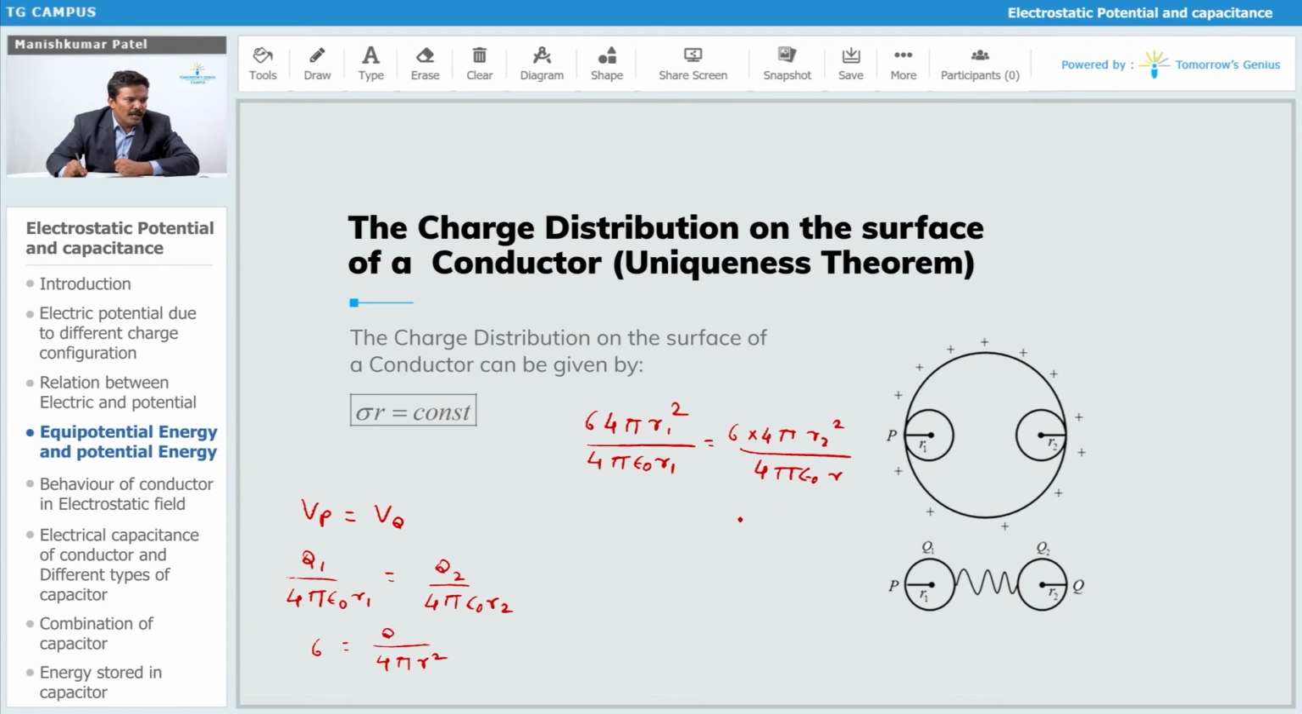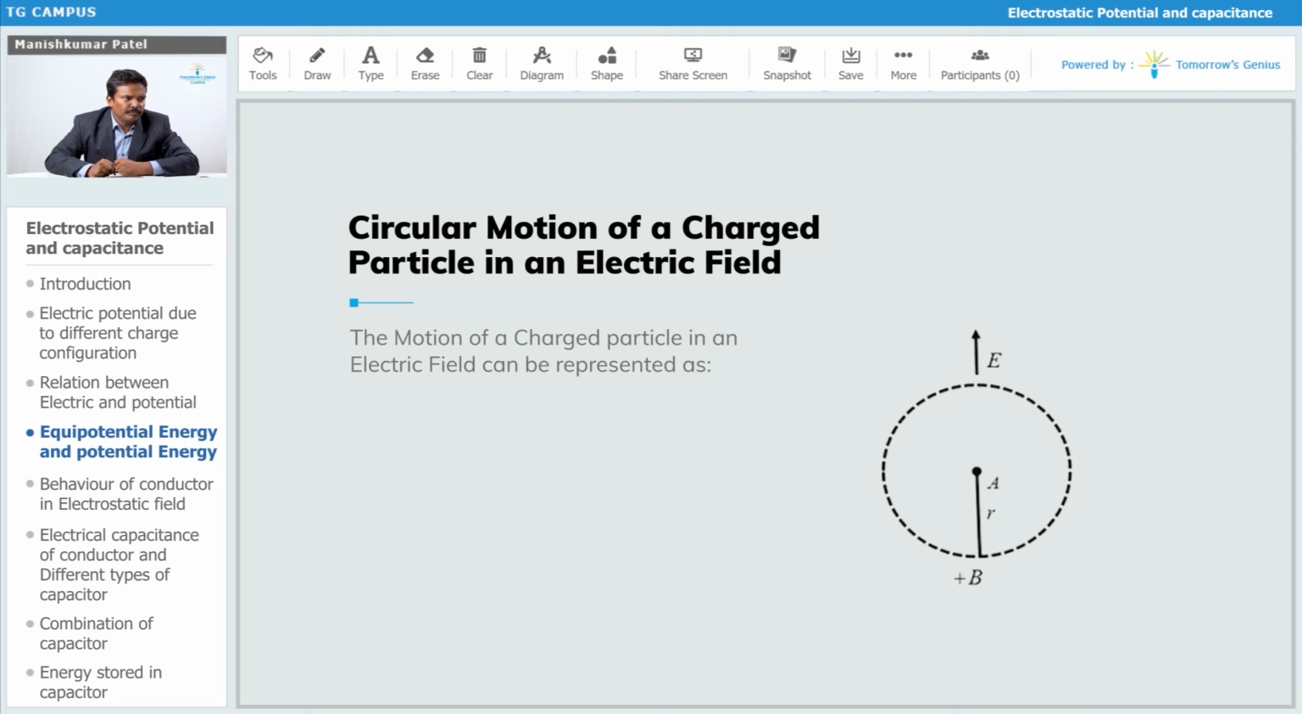So one of the r will get cancelled and you will get sigma r1 is the same as sigma r2. In short, you can write sigma into r, the surface charge density into the radius of that sphere. The product is always going to remain constant. That is also called the uniqueness theorem.